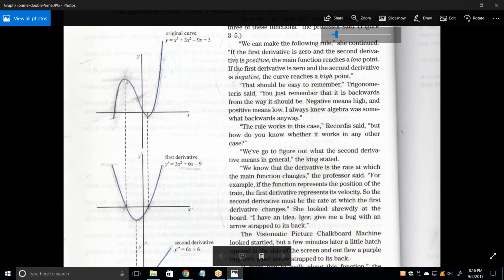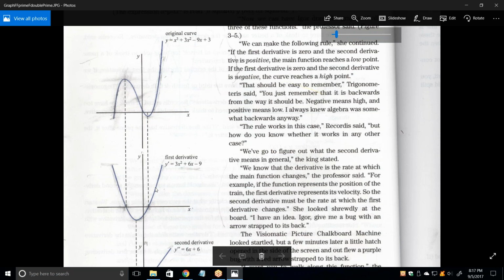So one of the rules for derivatives is that when your original function is increasing, the first derivative is positive, always. When your original function is decreasing, which it is from there to there, the first derivative is negative. It's in negative territory. See that? And when your original function starts increasing again, the first derivative moves back into positive territory.